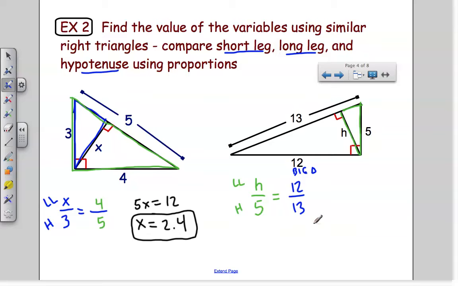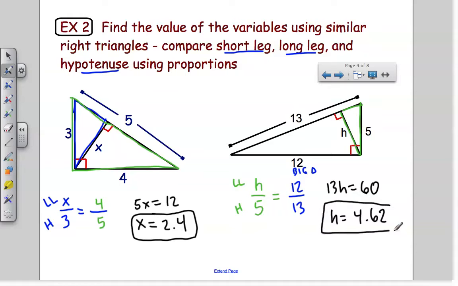Okay, so we did the hard part. You look at the similar triangles, you make sure you're picking corresponding sides by deciding whether you have short leg, long leg, hypotenuse. Do the easy part now and cross multiply and solve. 13h equals 5 times 12, just giving me 60. And then I'm going to divide by 13. And I determine that h is 4.62 if I round to 2 decimal places.